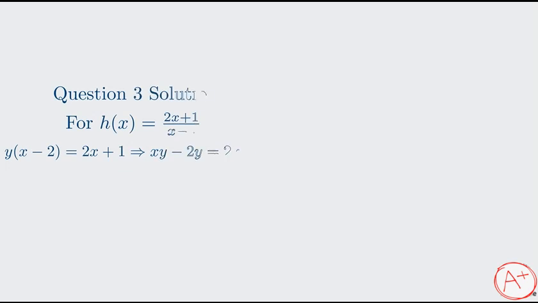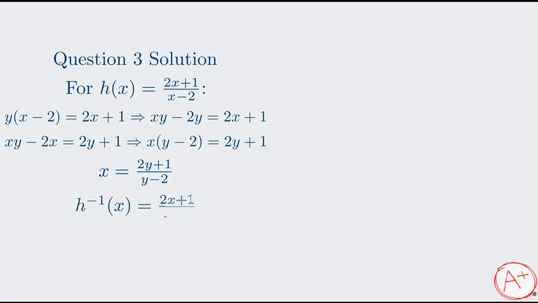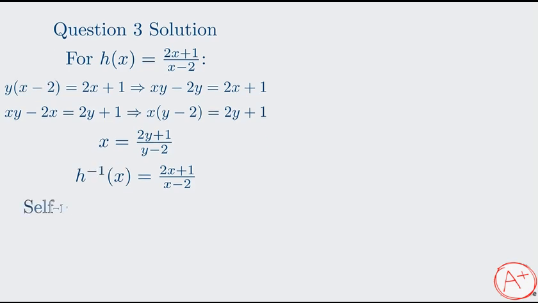Finally, question 3 involves a rational function. We let y equal the fraction and multiply across to group the x terms. After collecting terms in x and factoring, we see that x equals 2y plus 1 over y minus 2. Swapping variables reveals that h inverse of x is exactly the same as the original function. This means h is a self-inverse function. Graphically, such a function is already perfectly symmetrical about the line y equals x.